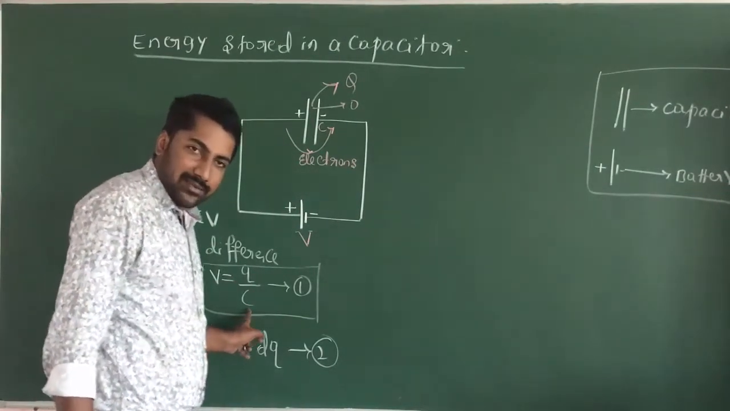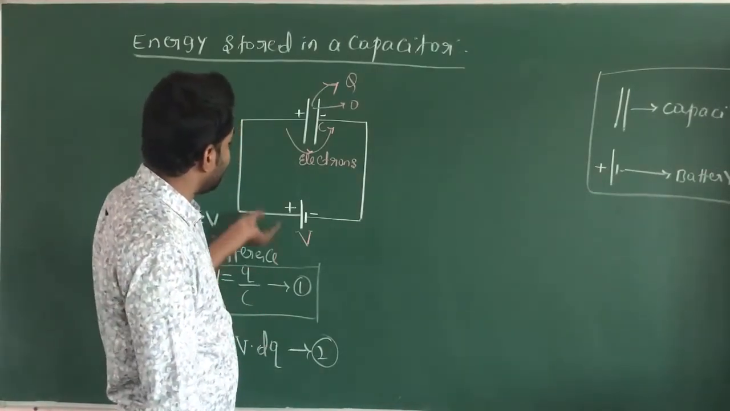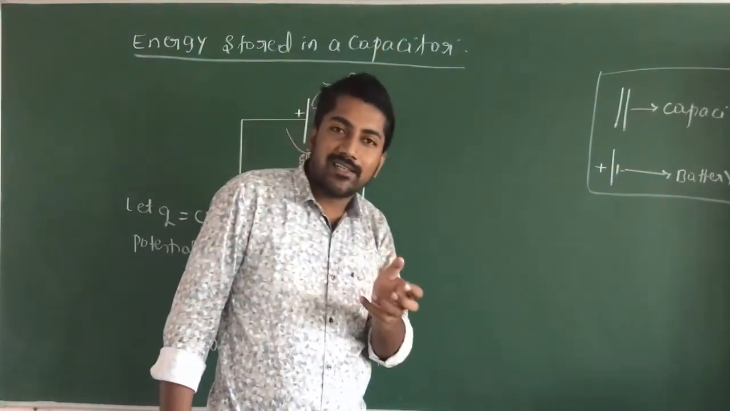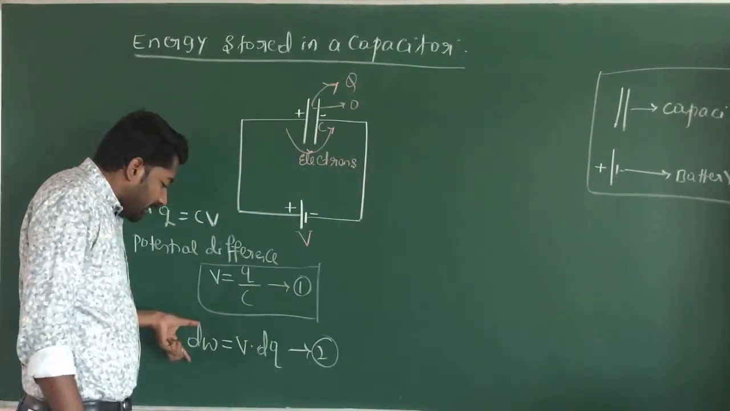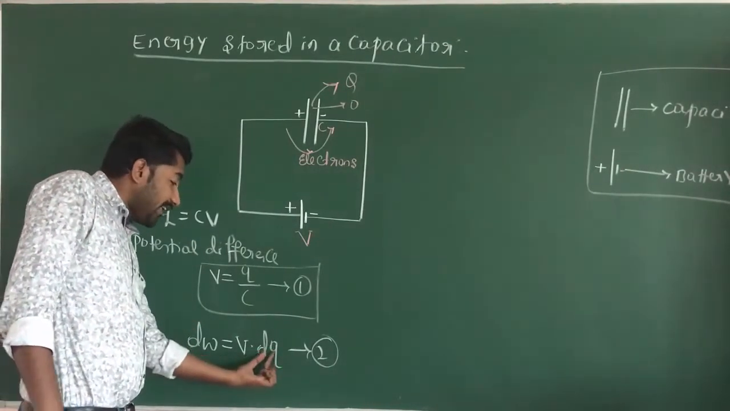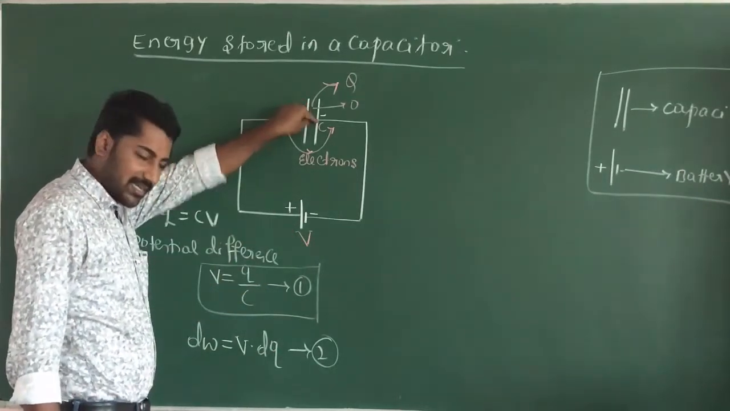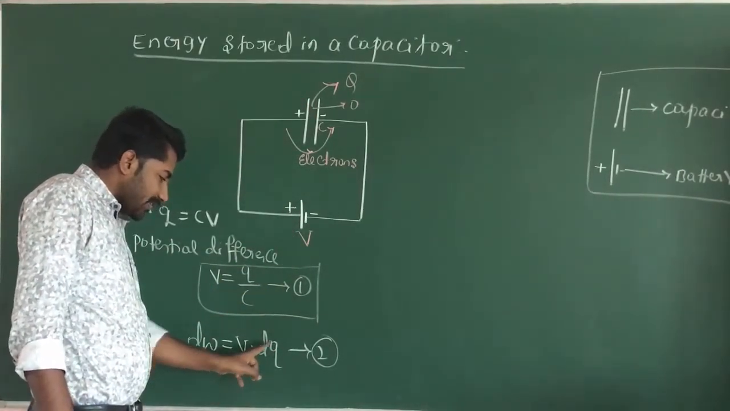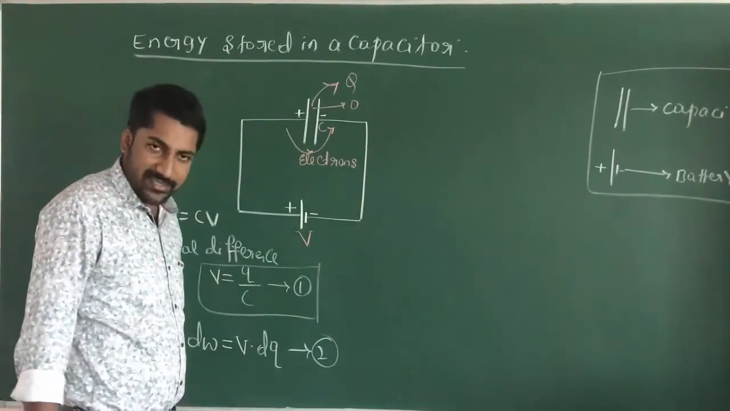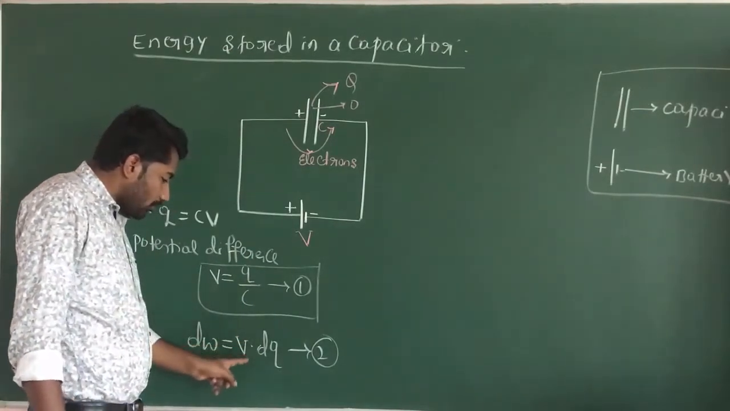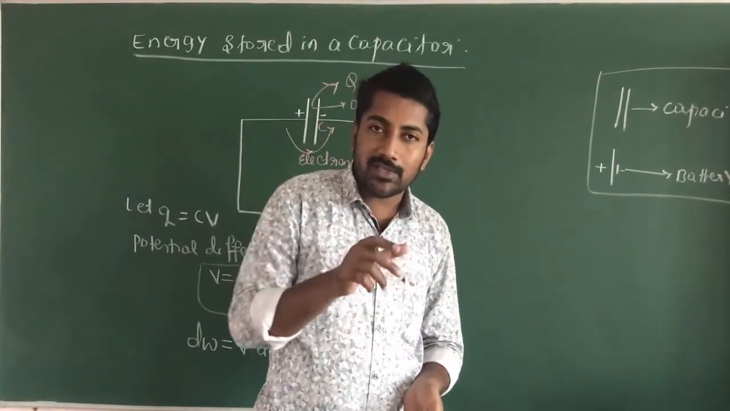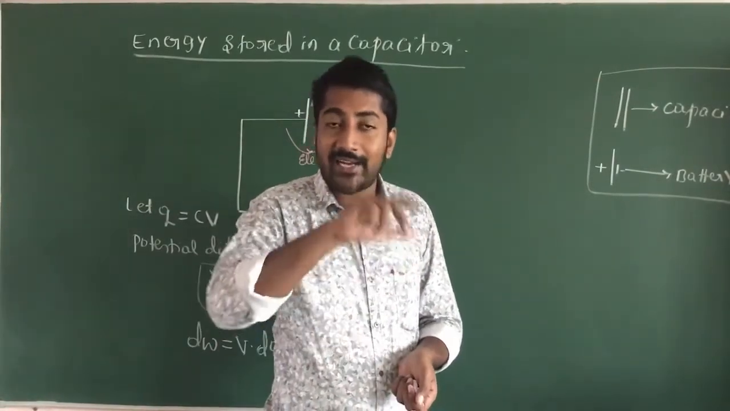But when a certain amount of charge is brought from the battery to this capacitor, a certain amount of work is done. The small amount of work done, dw, is the work done to bring the charge dq from this battery to this capacitor, that is the potential difference into the small amount of charge dq. Initially the charge on this capacitor is 0. Then dw is equal to V into dq, the small amount of work done while a small amount of charge is added to the capacitor.